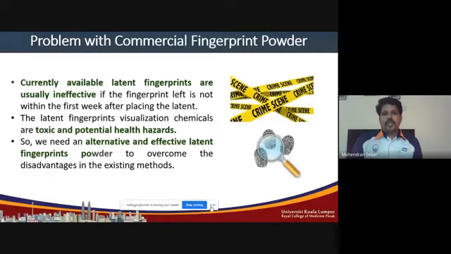So this one, we come up with a fingerprint powder which is used for crime scene investigation, to analyze the fingerprint. The commercially available fingerprint powders are toxic to the forensic officer and also toxic to the environment, because normally we use titanium oxide or maybe lead powder as a fingerprint powder. But we come up with an alternative fingerprint powder, which is made up of durian seeds.